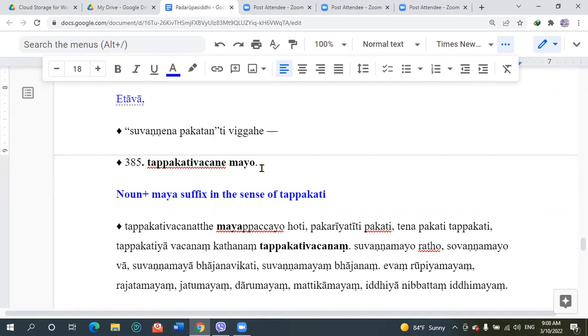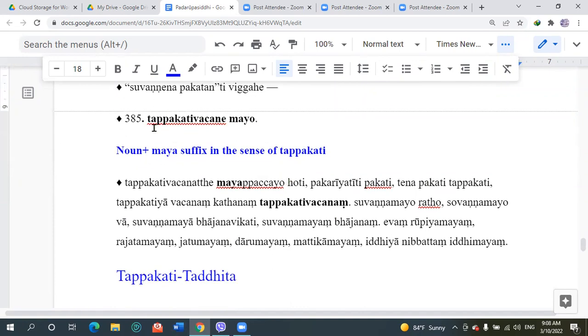Tapagadi Vajane Mayo. Tapagadi Vajane. So yes, Tapagadi Vajana. Mayo, Maya, Bajya Hordi. So there is the Maya suffix in the sense of Tapagadi.